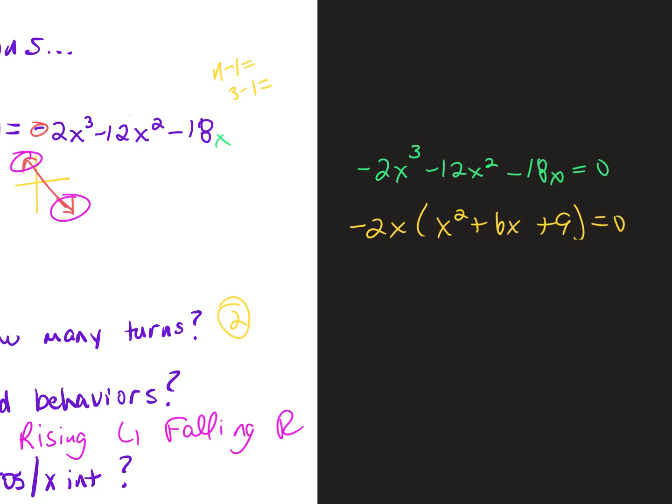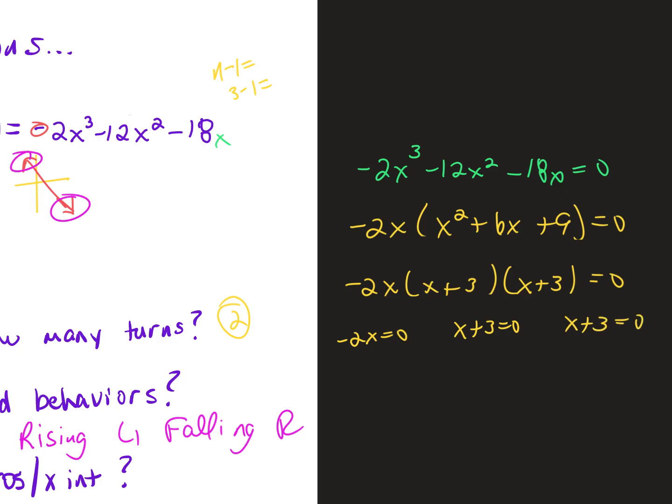You guys agree? Okay, so now I have -2x. Can I factor? What is that? Plus 3 and plus 3. Okay. Now we set each piece equal to 0. So -2x equals 0. x plus 3 equals 0. x plus 3 equals 0.